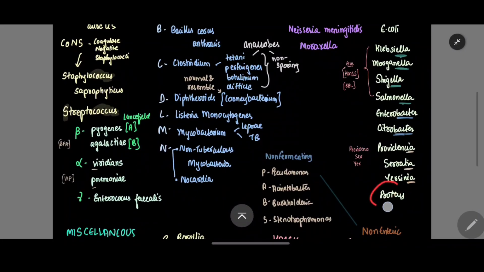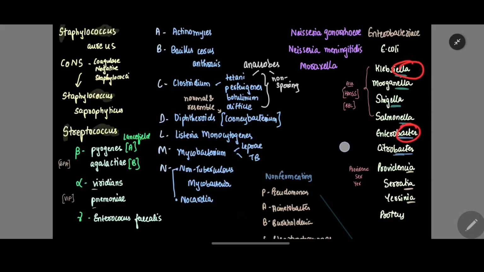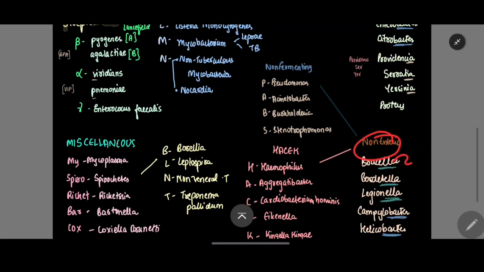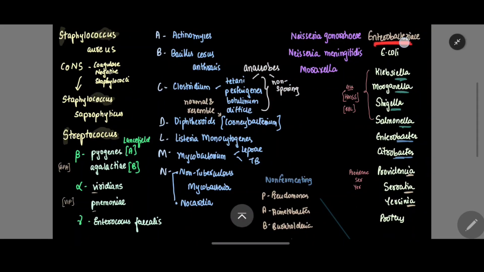And then there's Proteus. So remember E. coli and Proteus, and for the rest, these end in Ella or Bacter. Even the non-enteric ones end either in Ella or Bacter. And then apart from that, there are non-fermenting, and then there's the HACEK group. We'll look at these in some time. Let's go back to Enterobacteriaceae.